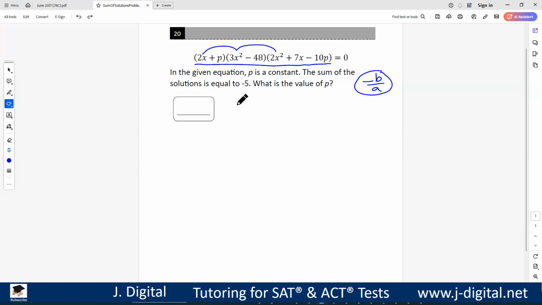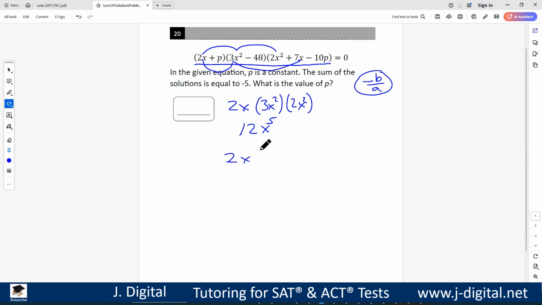So again, the highest one would be 2x times 3x squared times 2x squared. That would give us 12 x to the 5th. Now get to the x to the 4th term. There's going to be 2 of those. One would be 2x times 3x squared times 7x. That'll give us the exponent of 5 under x.